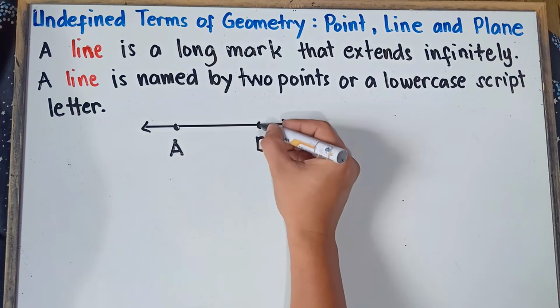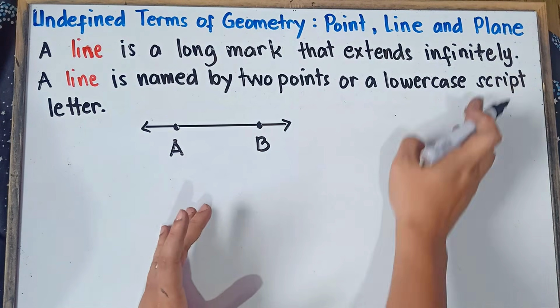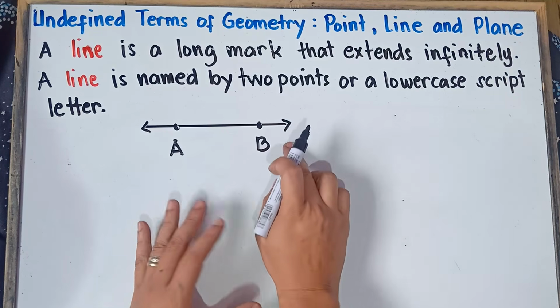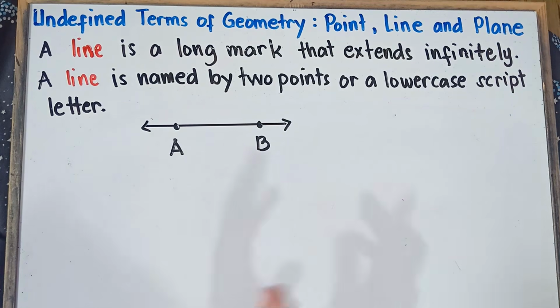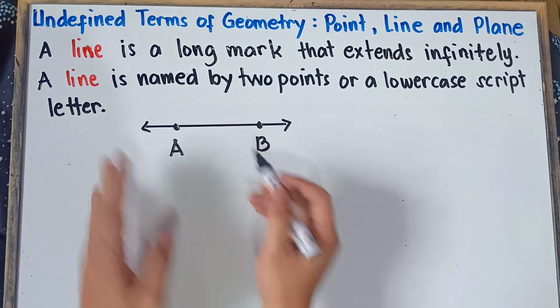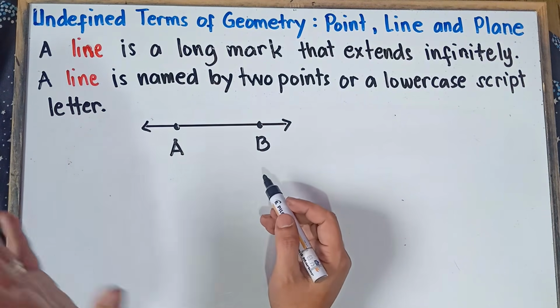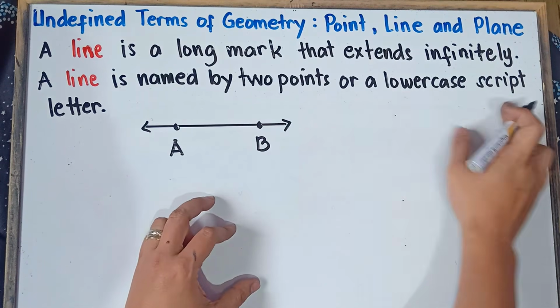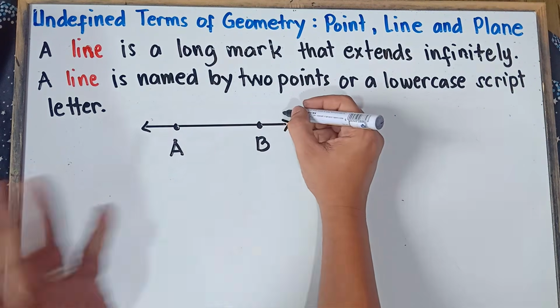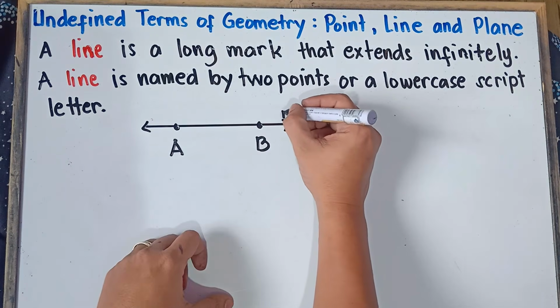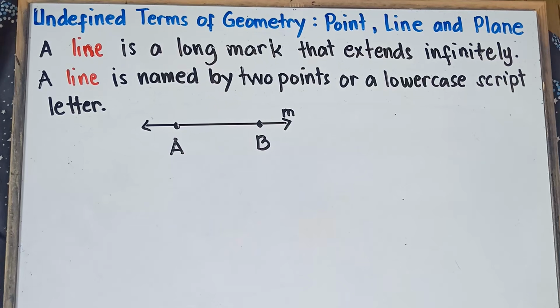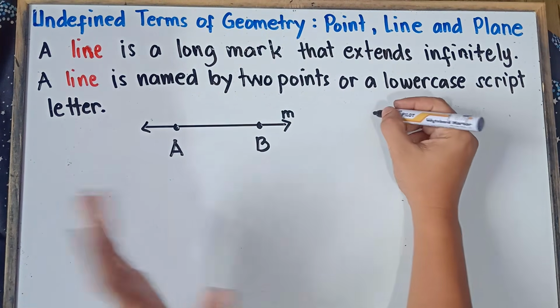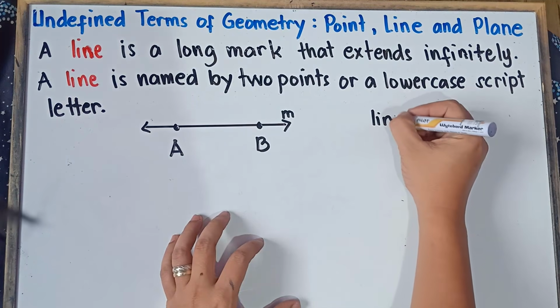Of course, we need to put an arrow because a line extends infinitely. This arrow to the right means it can extend to the right infinitely. This arrow to the left means it can extend to the left infinitely. Or a line can be named by a lowercase script letter. So we can write a lowercase script letter, any letter. So let's try M. To name or read this one, we can read this as line. You can write the word itself, line.